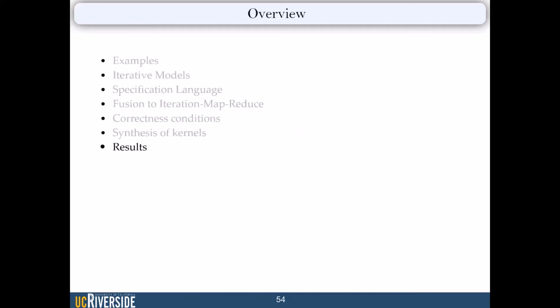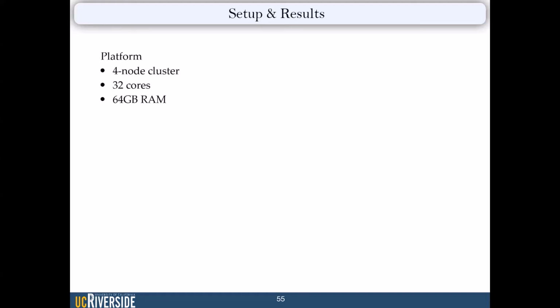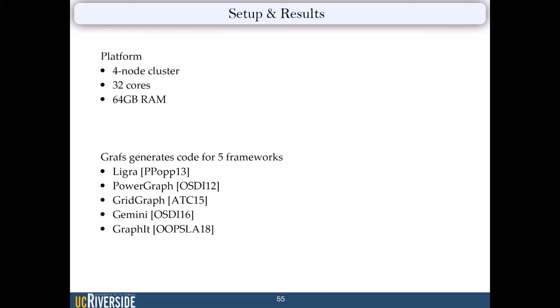Now I'm going to wrap up the presentation with a highlight of the experimental results. All the experiments are done on a 4-node cluster. Graphs can generate code for LiveGraph, GridGraph, Gemini, PowerGraph, and GraphIt runtimes. This table here shows the list of the use cases that Graphs successfully synthesizes. We observe that Graphs can generate each use case efficiently in less than 2 minutes.